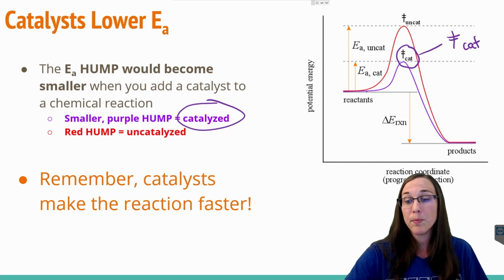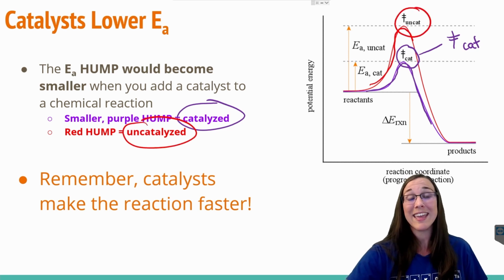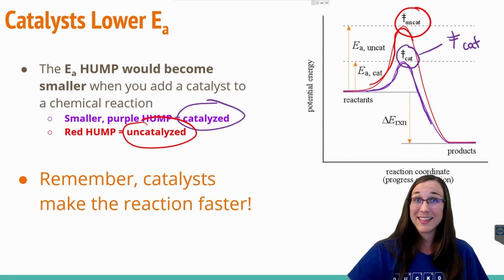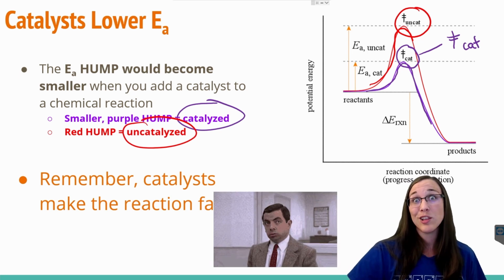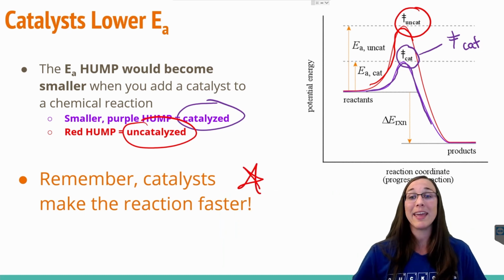Notice that this purple hump is much smaller than the red counterpart hump, because the red counterpart hump up here is uncat, meaning it is uncatalyzed. It did not have a catalyst added to it, meaning that reaction took way longer. Because remember, catalysts speed up a reaction. They make it happen faster.